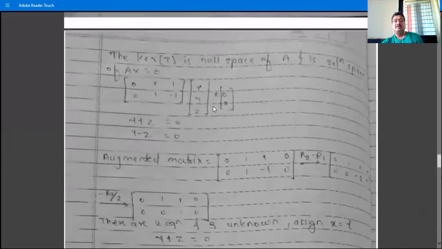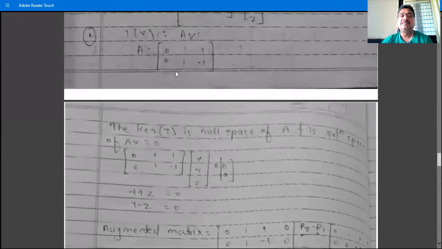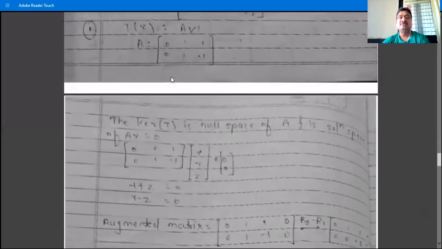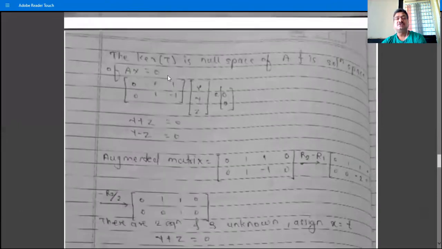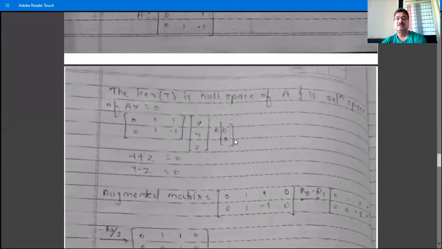And now we have to find the kernel and range of this linear transformation. The kernel of T is the null space of A, the solution space of the system Ax equals 0. So write Ax, with (x, y, z), equal to (0, 0).